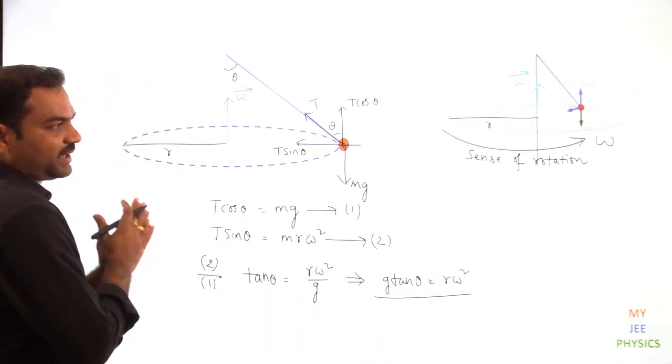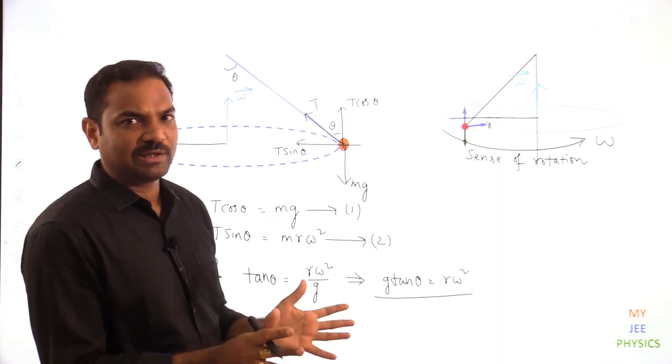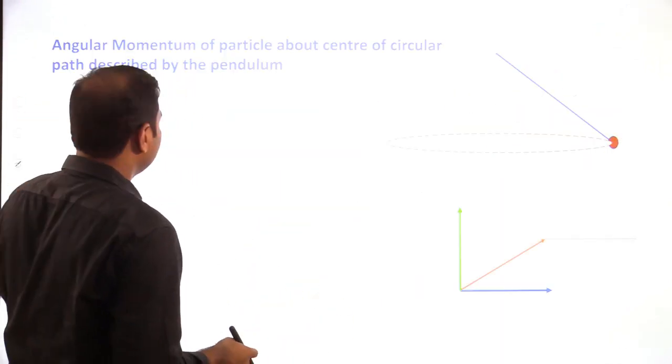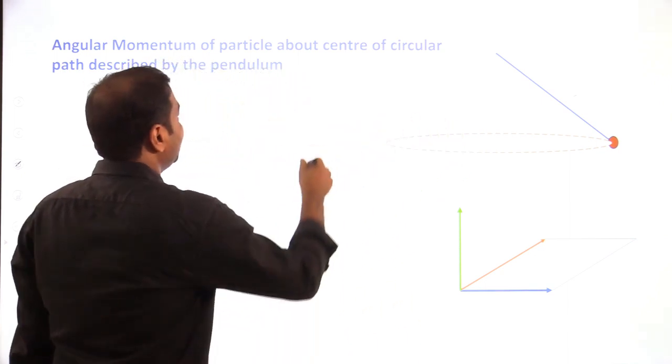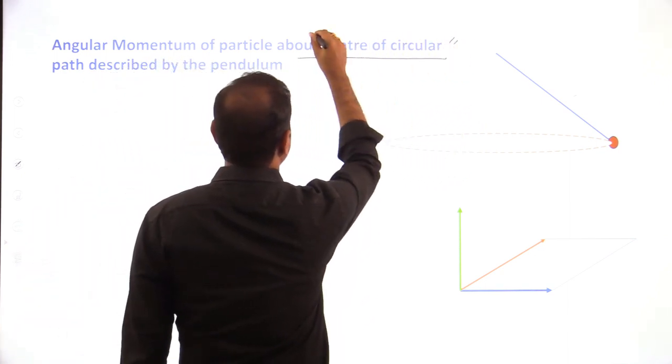Okay, so this is the very basic of the conical pendulum. Anybody will know this part, I think so. Okay, let us get into the angular momentum of this particle. About what point? About the center of the circular path.